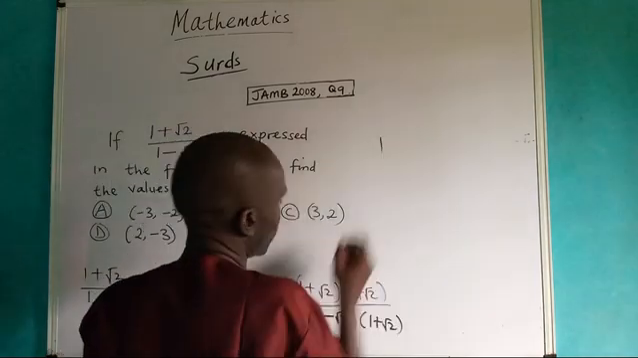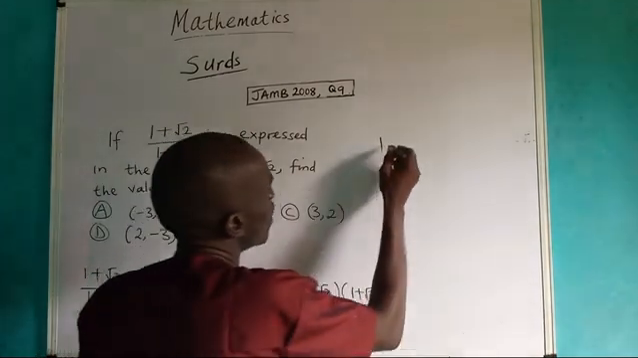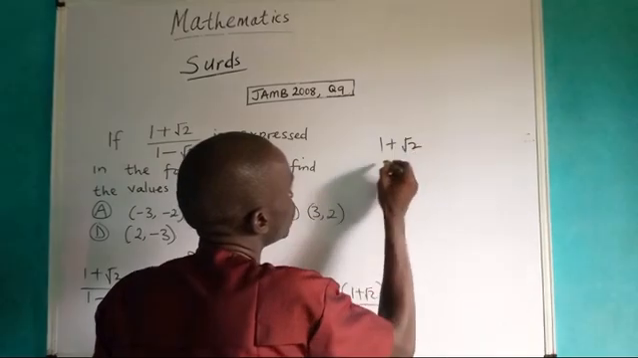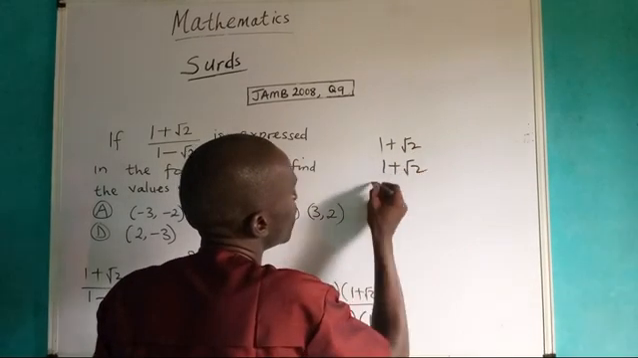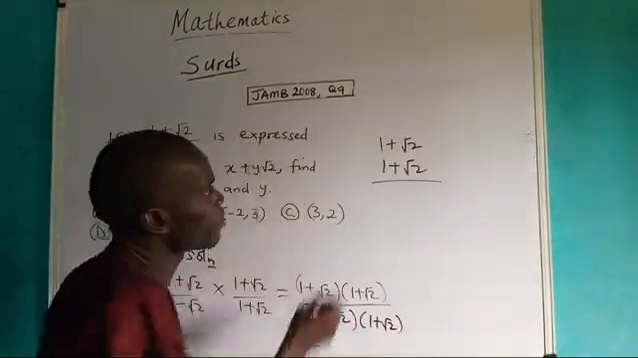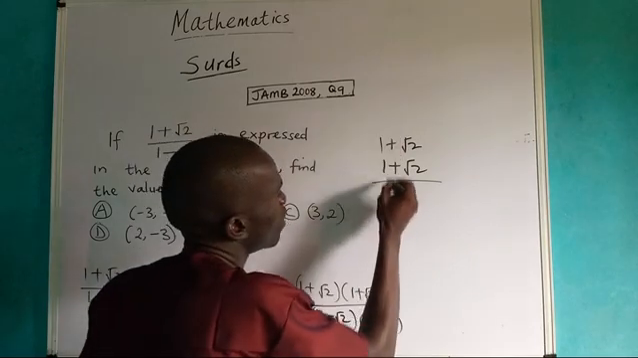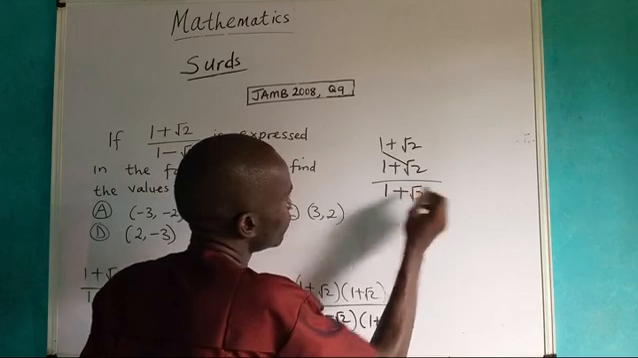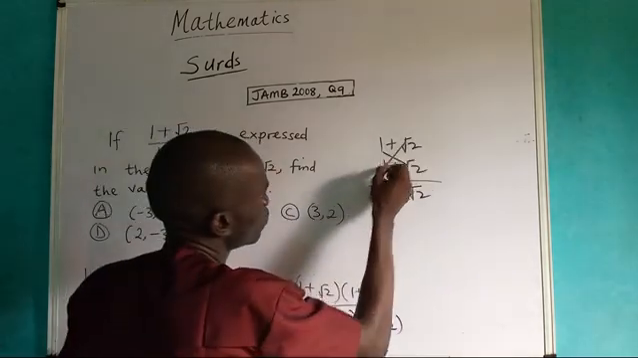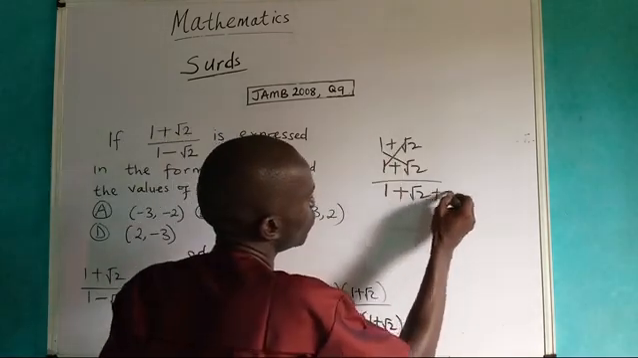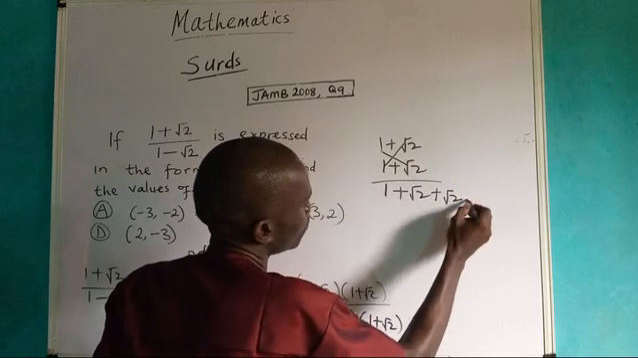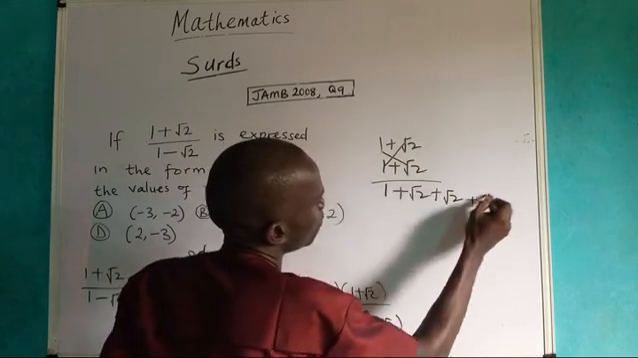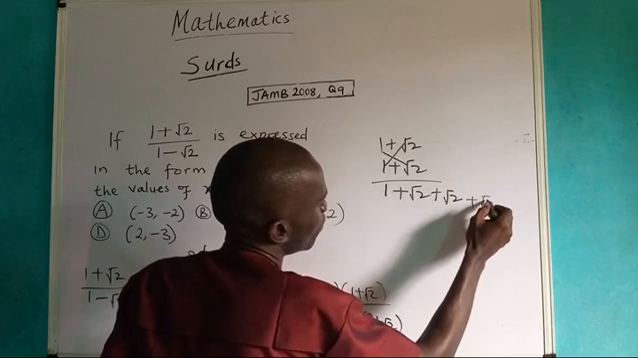Let me now resolve the numerator first. I have 1 plus root 2 and also 1 plus root 2. Now to expand this, I will simply multiply. It means that 1 times 1 is going to be 1. 1 times root 2, I will have root 2. This one will also times 1 become root 2. Plus times plus is going to be plus. Root 2 times root 2 is root 4.